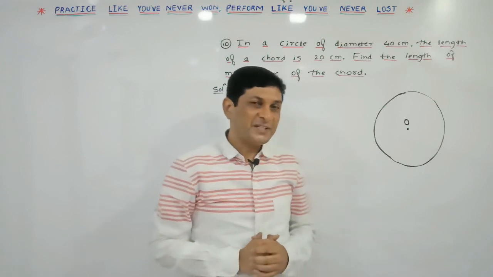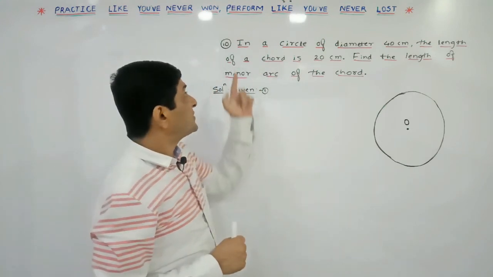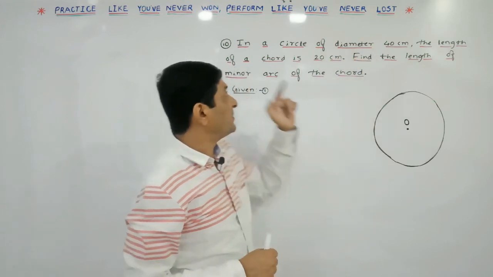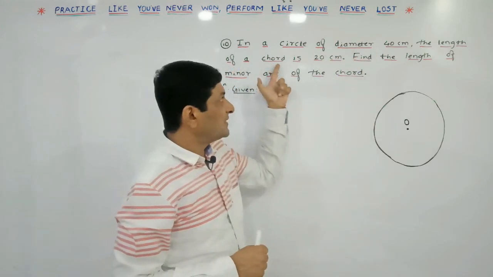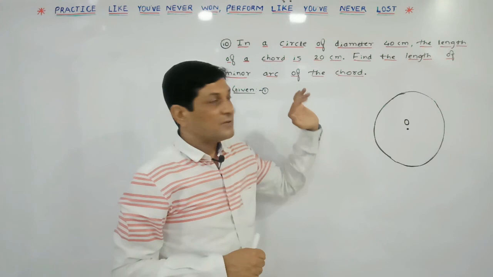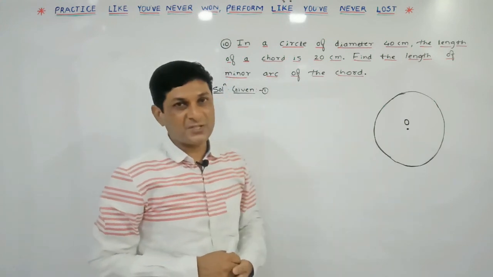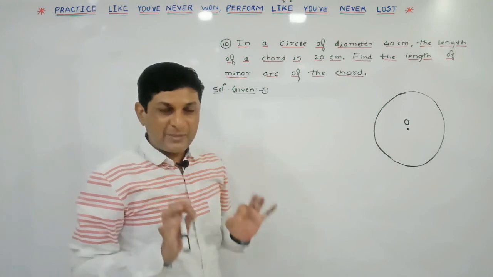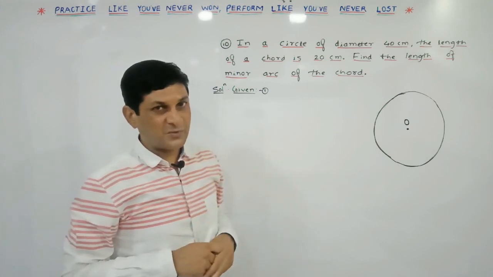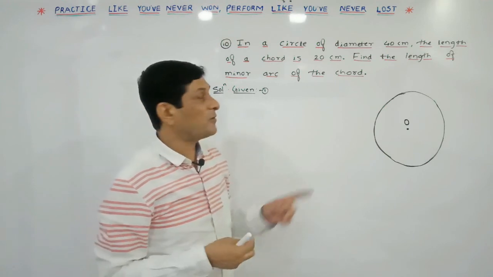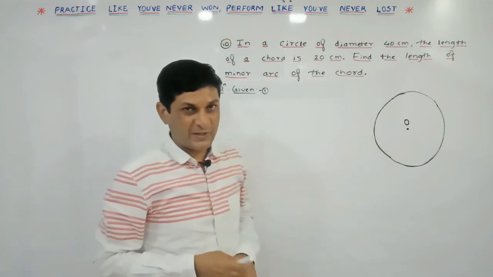Now observe the condition in the 10th example. It is given to us that in a circle of diameter 40 centimeter, the length of chord is 20 centimeter. Find the length of minor arc corresponding to this chord. So diameter of this circle is given to us and one chord of this circle is given to us, and we have to find out minor arc of this corresponding chord.